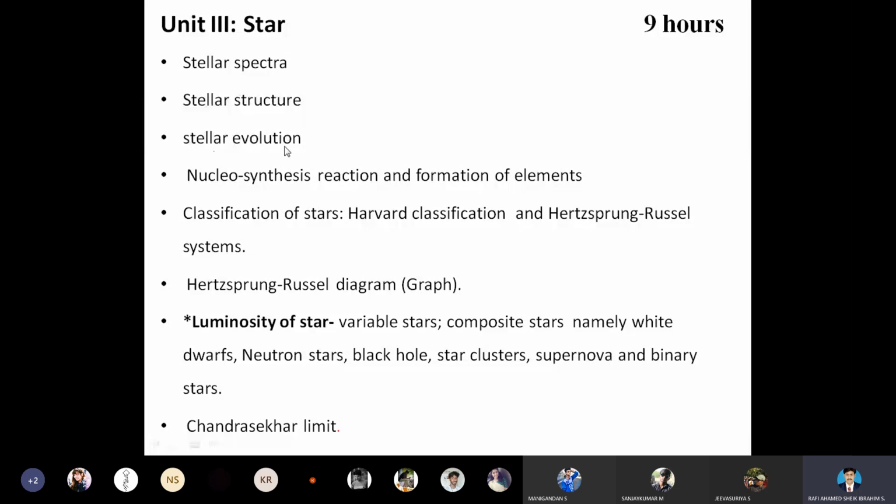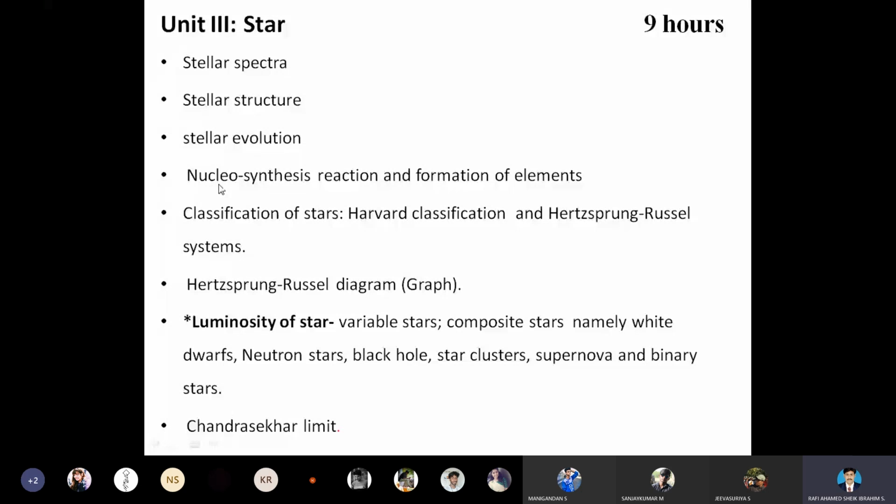Then stellar evolution. This is nothing but the lifetime of the star. We are going to consider 2 different types of stars here. One with less mass and another one with huge mass. If the star is made up of small solar masses, what will be the lifetime? If the star is made of big solar masses, then what will be its lifetime? The lifetime of the star is studied here in stellar evolution.